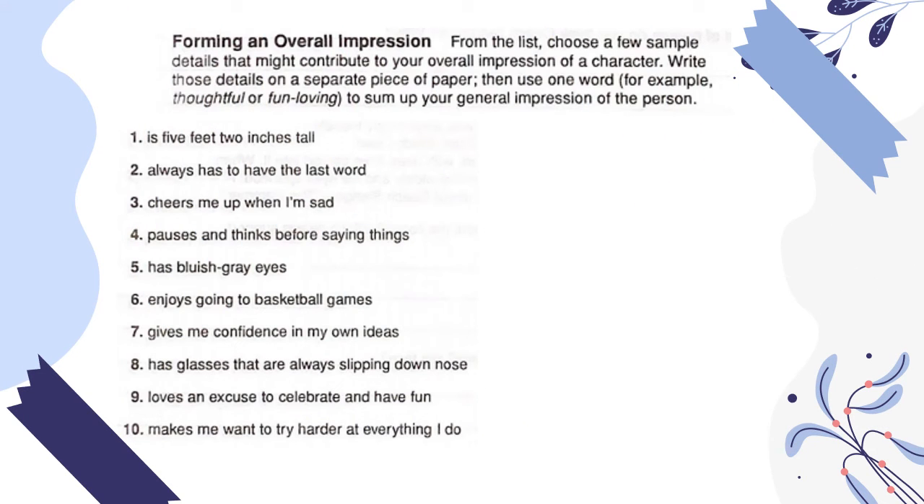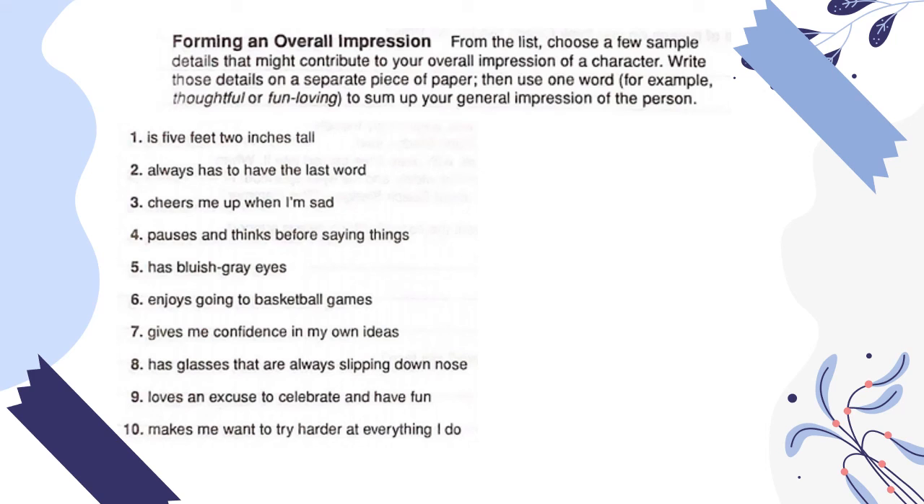You need to do the second part. It says forming an overall impression. From the list, it's talking about the list above. It's above on your paper here on the PowerPoint slide. I put it below, but it's the same list as from the exercise that you just did. Choose a few sample details that might contribute to your overall impression of a character. Write those details on a separate piece of paper, then use one word to sum up your general impression of the person. So I need you to pick at least 3 details of somebody, write them down, and tell me one word overall describing that person.